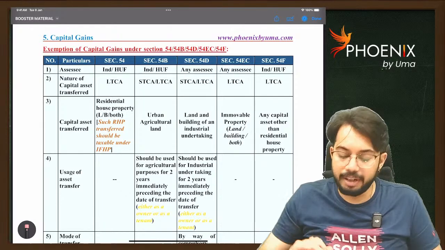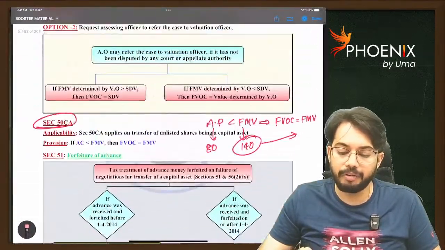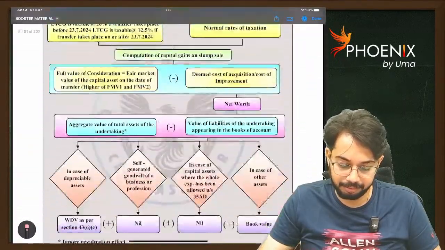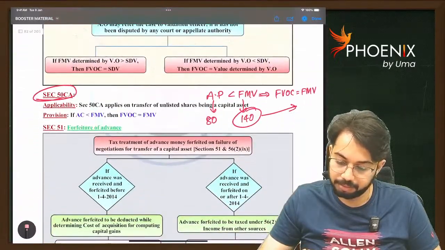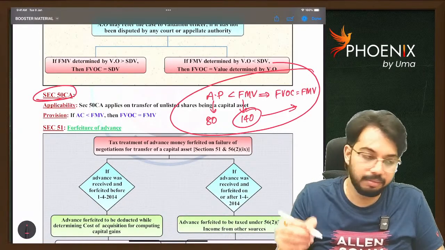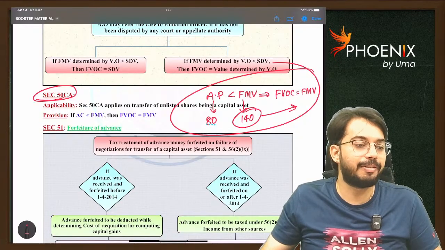Section 50CA we discussed, in case of unquoted shares, we have discussed. I am good Sai Kiran, hope you are also fine.